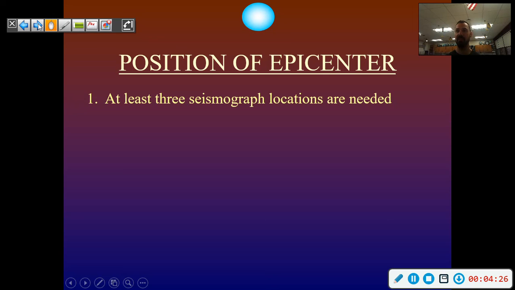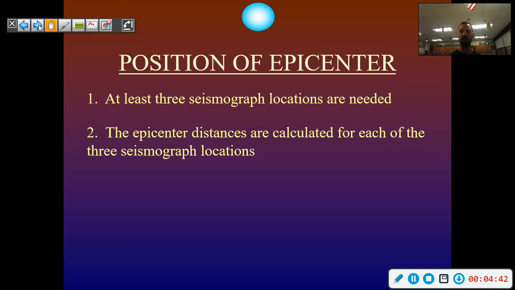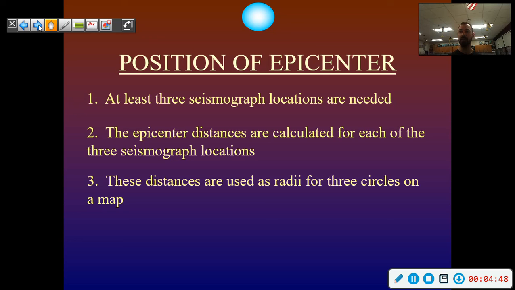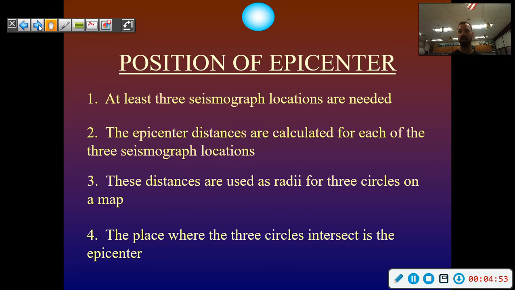Position of the epicenter. Once again, distance to the epicenter is the important part. You're going to need at least 3 seismograph locations. If you only have 1 or 2, you're going to have too many possibilities of where the earthquake is. The epicenter distances are calculated for each of the 3 seismograph locations, and then the distances are used as radii for 3 circles on a map. We place the 3 circles on the map using a drawing compass, and then we see where the three circles intersect, and then we can figure out where the epicenter is.